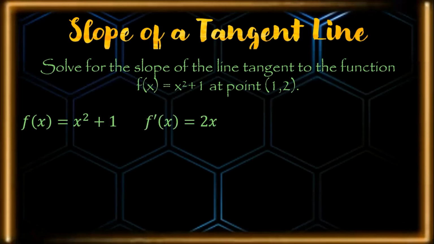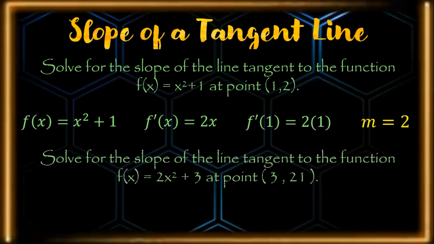Then after deriving the function, all you have to do is use the x value of the given point as the value of our variable x. In the given point, the x value is 1, so we will be using 1 as the value of the variable x. So it will become f prime of 1, which is equal to 2 times 1. And by that, the slope of the line tangent to the function is 2.